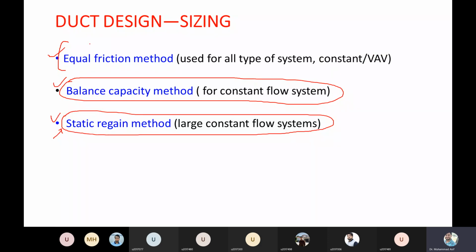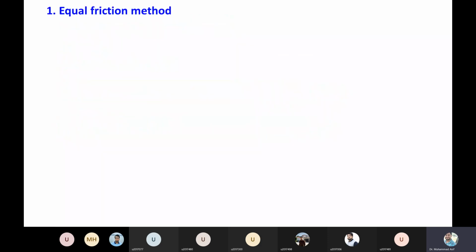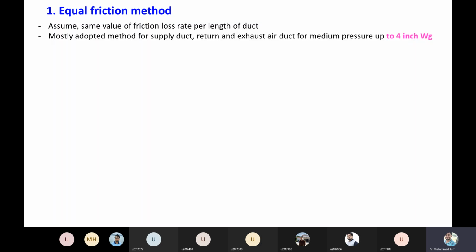So that's why in this class, we'll discuss two approaches for implementation of the equal friction method for the duct design. So let's see how we can understand the equal friction method. The equal friction method is based on one assumption. And what is that assumption?